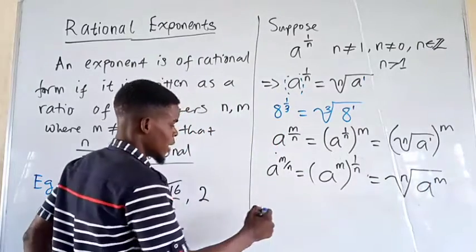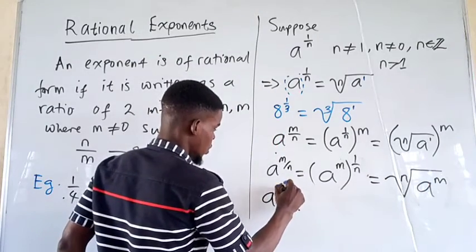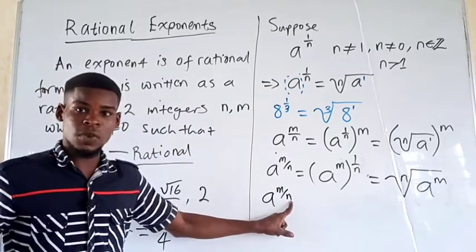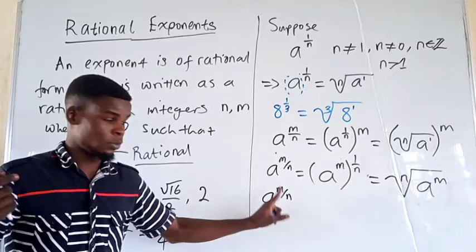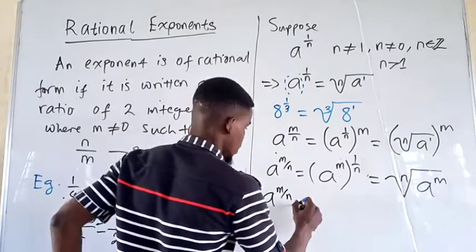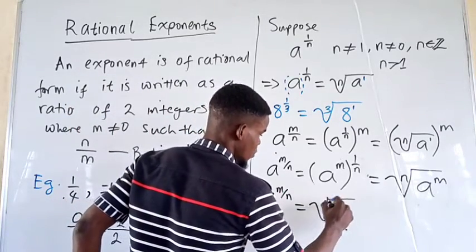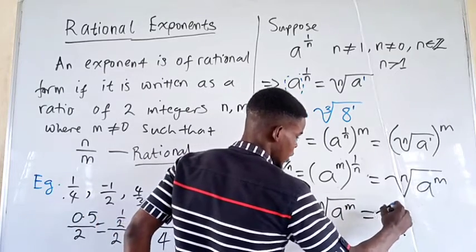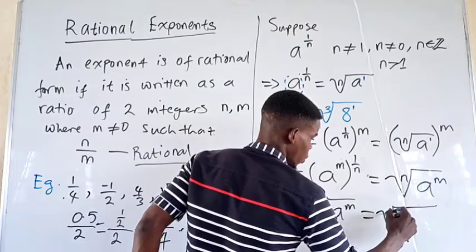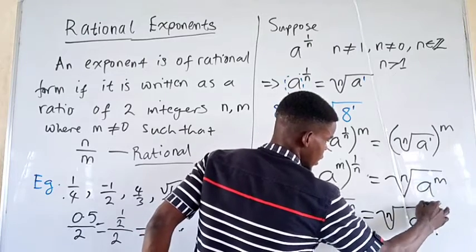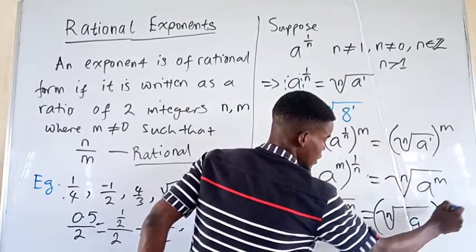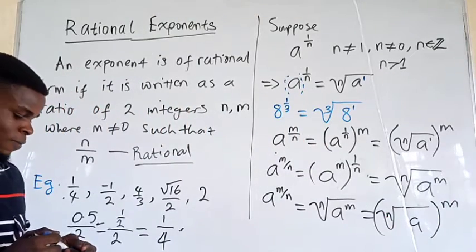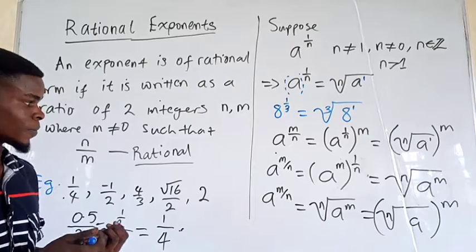So whenever we have a raised to the power of some fraction, where the denominator is not 0 and it is not 1, these are just whole numbers, this can be written either as the nth root of a raised to the power m, or as the nth root of a then raised to power m. It does no crime anywhere. So that is very, very nice.